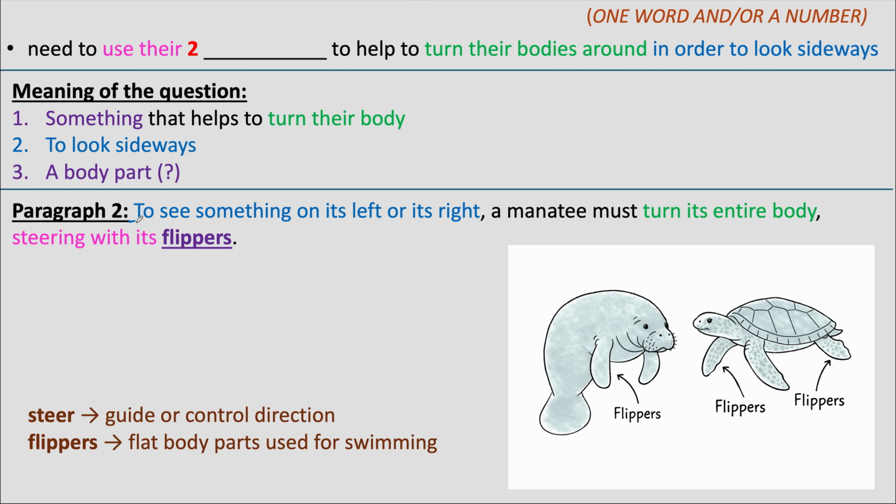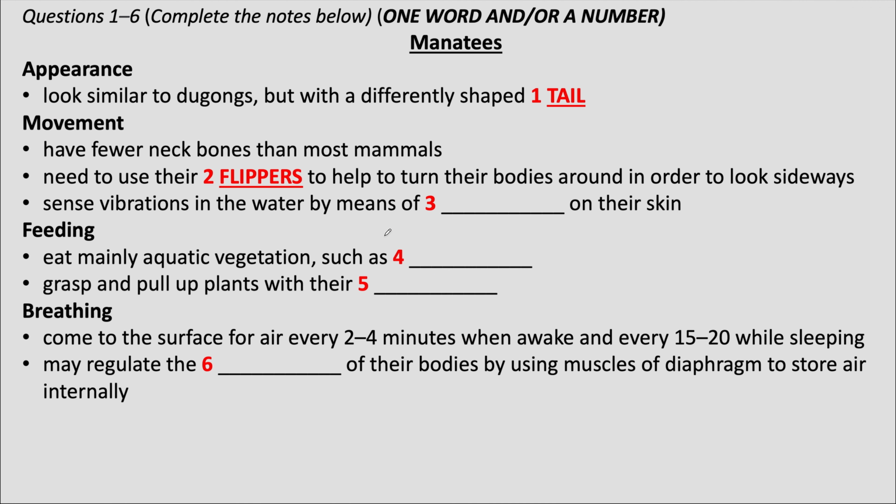It says, to see something on the left or right, a manatee must turn its entire body, steering with its flippers. The word steer means to control direction, like a steering wheel of a car, and left or right means sideways. So, to look sideways, manatees turn their bodies, and they do this using their flippers. The answer to question 2 is flippers.